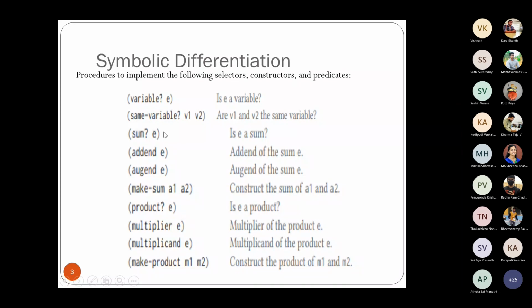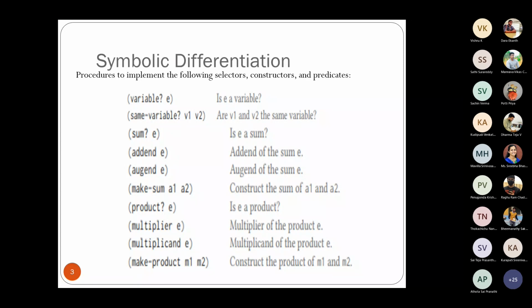And before that, we need to know whether this expression is a summation or not. I may say u plus v, or I may write uv, which is a product. u plus v is a sum. So how will the procedure identify whether it is a sum or not? That means you have to check whether you have a plus symbol in your expression or not.